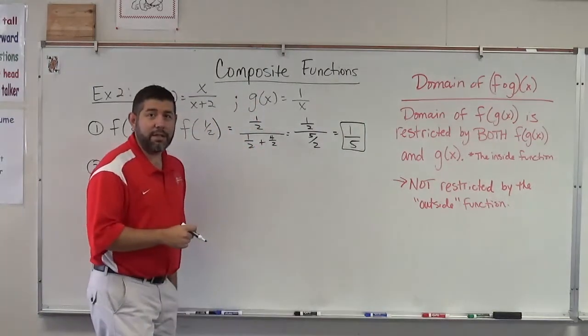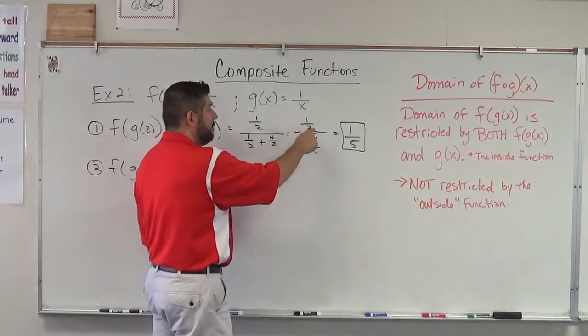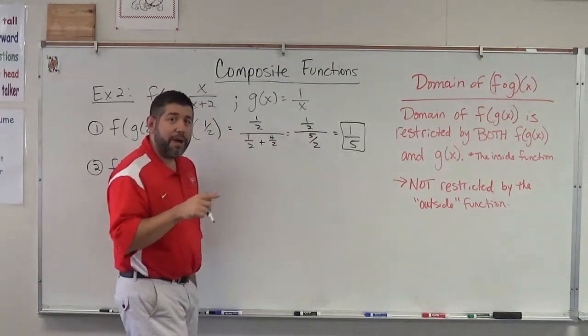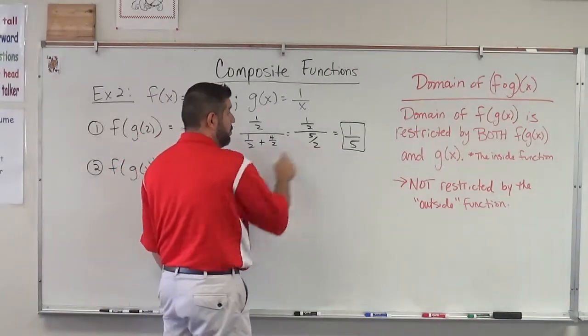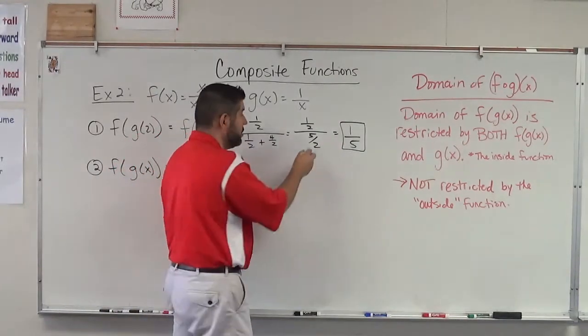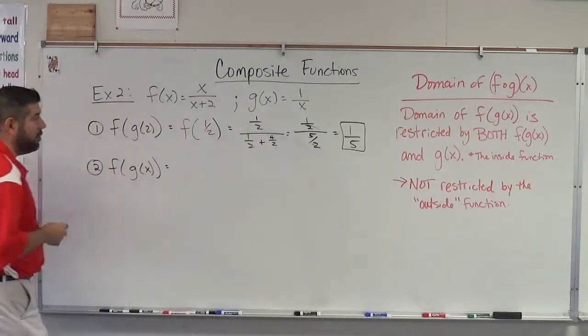Now how did I do that? It's like fraction magic. Since you're dividing by 5/2, you can multiply by the reciprocal, 2 over 5, and you'll get 1/5. Or the easy way is just to cancel out the denominator 2's and get 1 over 5. Okay, so we've got 1/5.